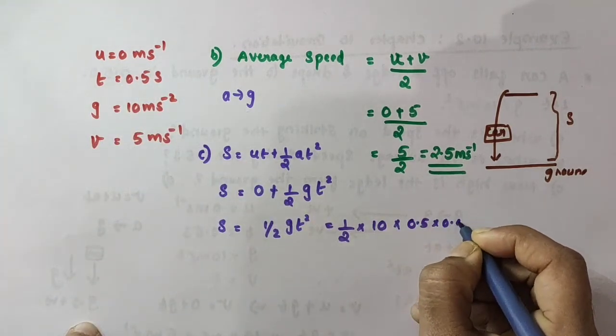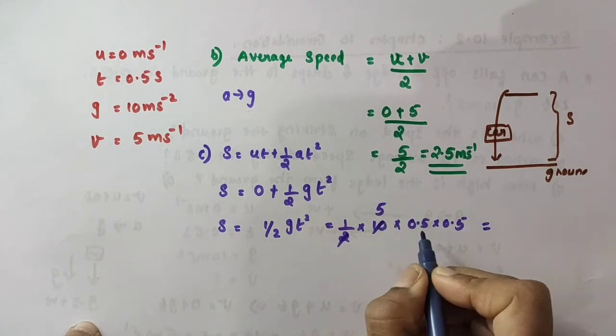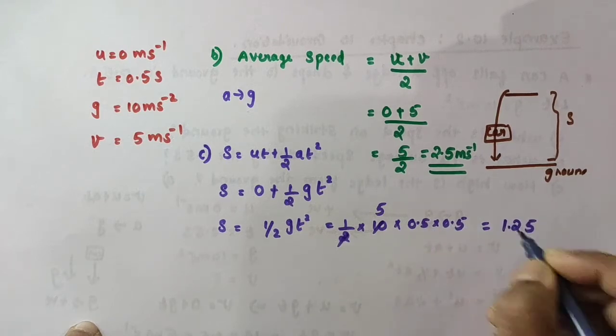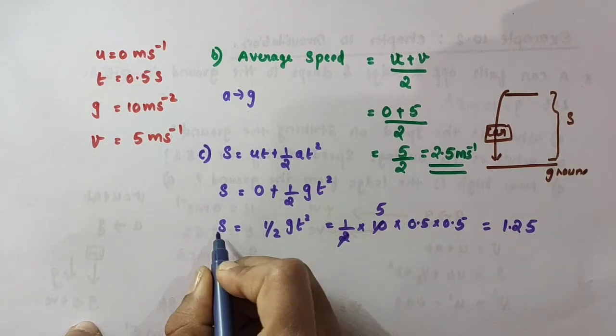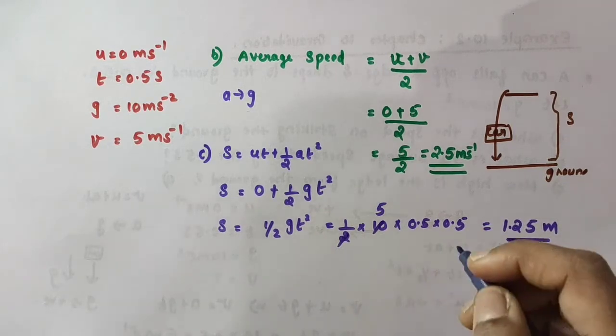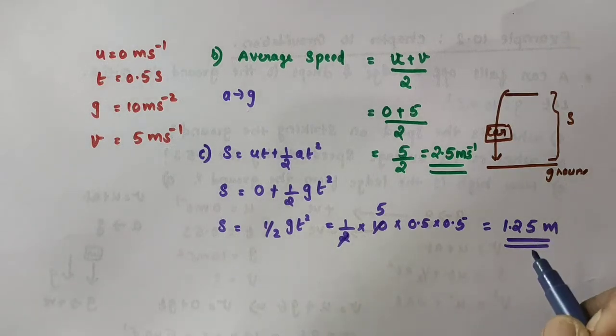0.5 into 0.5. Then 5 into 2 is 10. Then 5 into 5 into 5 is actually 125, but two decimal places are there, so 1.25. It is a distance, so the SI unit is meter. So how high is the ledge from the ground? It is equal to 1.25 meter.